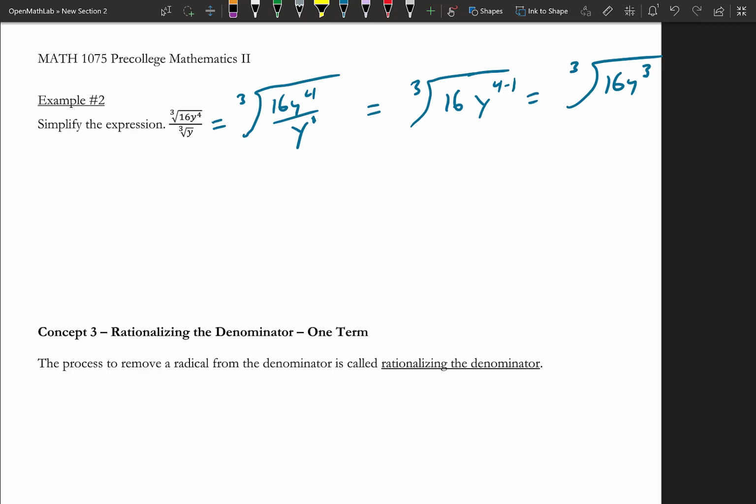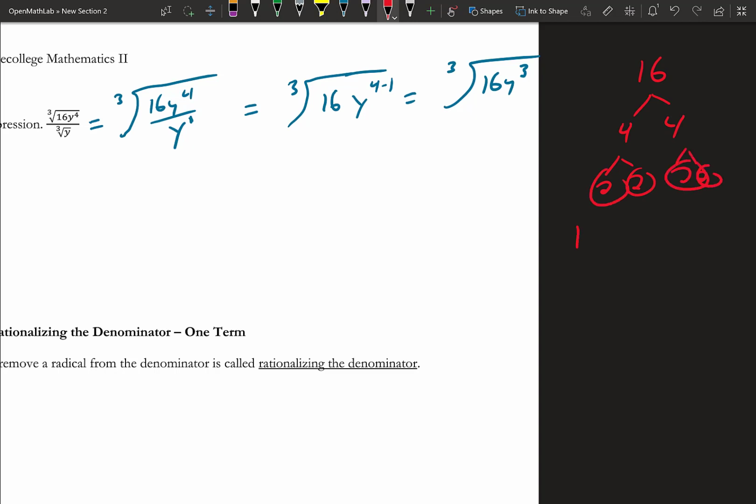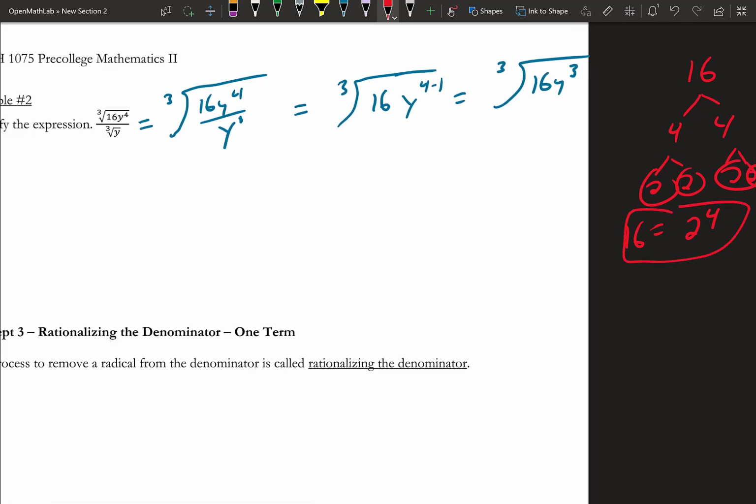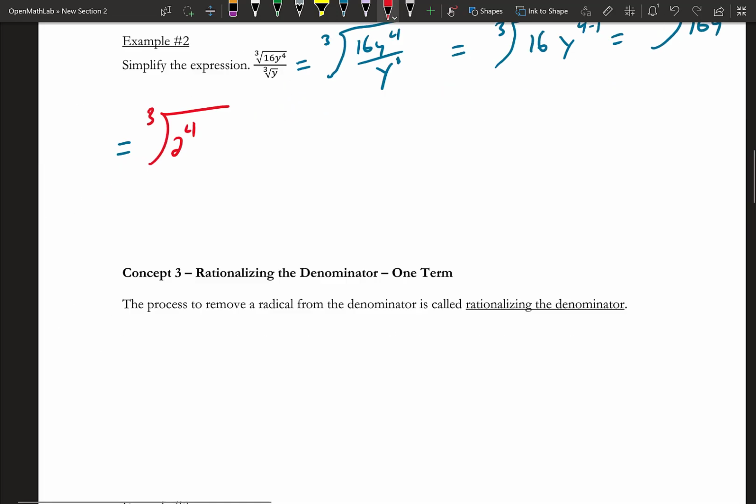So then this would be equal to, and I might come off to the side and worry about 16, right? So 16 is 4 times 4, and each of these is 2 times 2. So the prime factorization of 16 is 2 to the 4th power, right? So we're going to rewrite 16 with 2 to the 4th. So this would be equal to the cubed root of 2 to the 4th times y cubed.